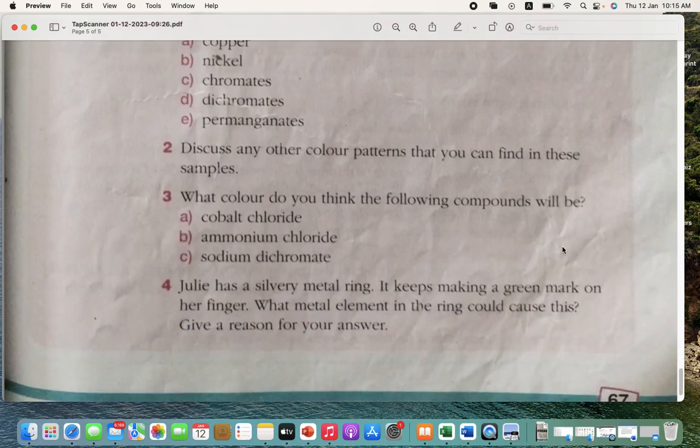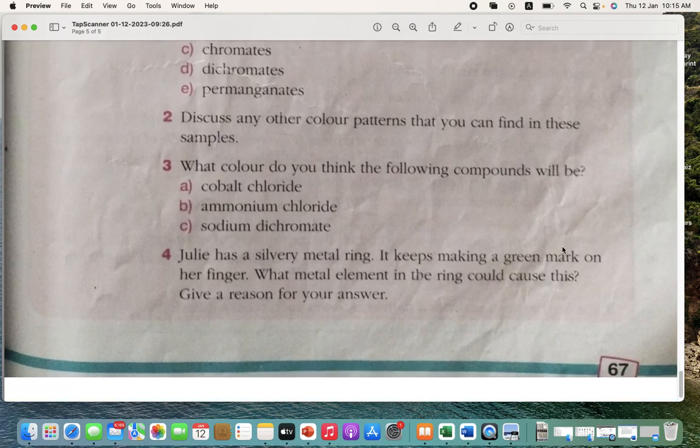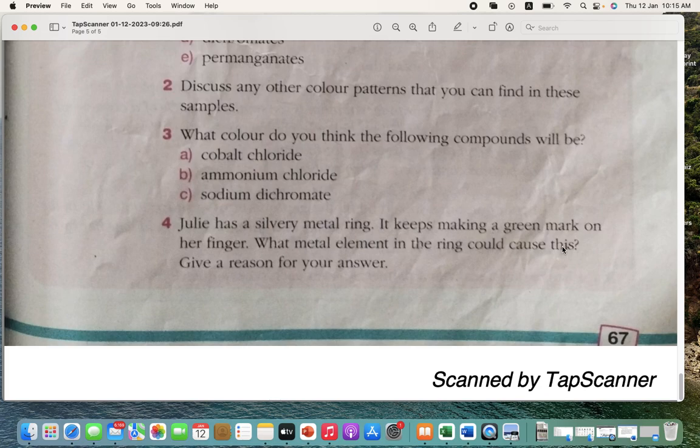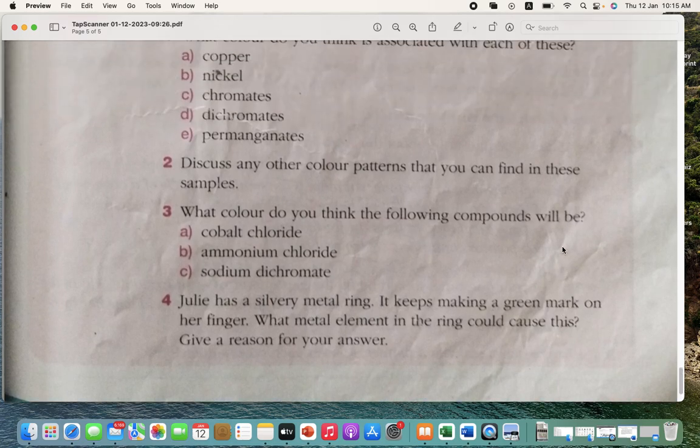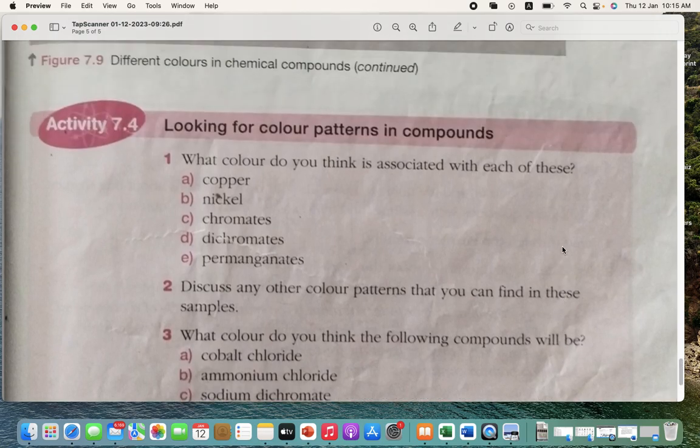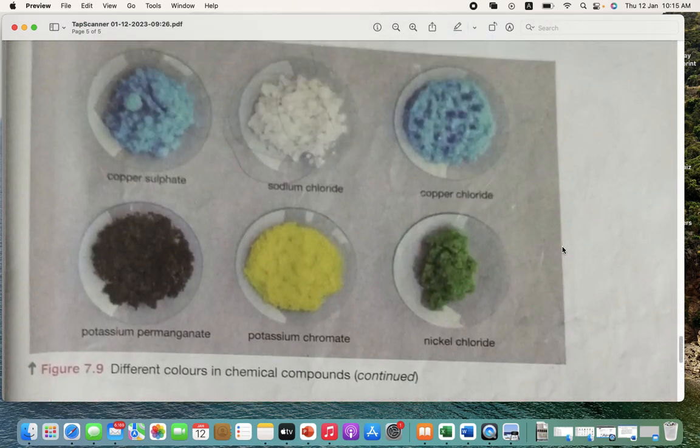So here are questions for you to discuss. Discuss any color patterns you can find in these samples. So any color pattern you find, you discuss. Okay, what color do you think the following compounds will be? Cobalt chloride, ammonium chloride, sodium chloride. So we normally carry out the flame test first, before we're able to tell which color each of these has. Is that okay?